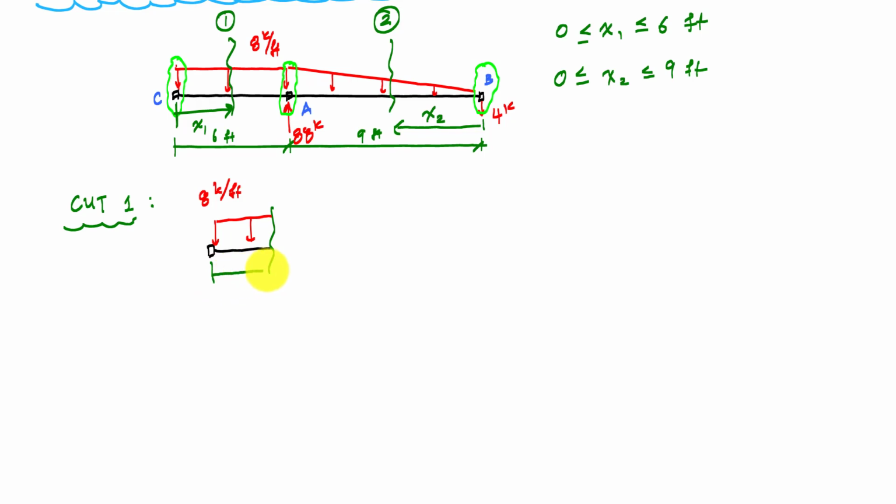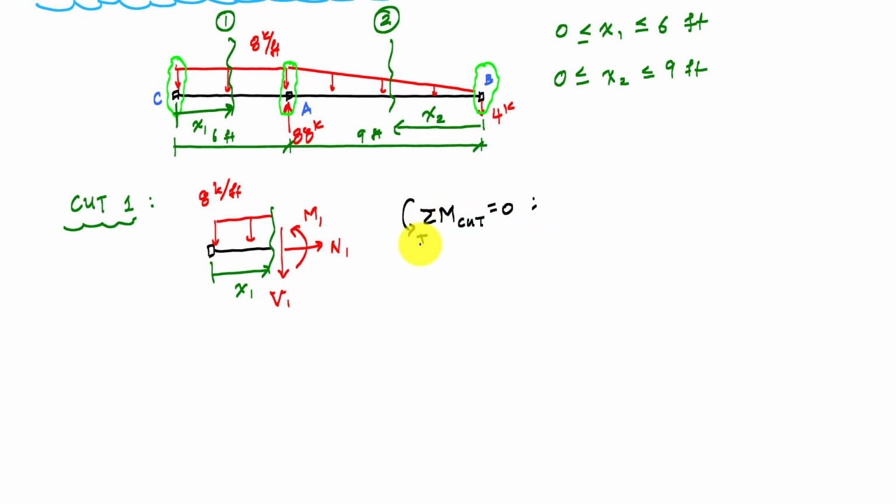And here, this is x1. And here I could have a normal N1, a shear V1, and a moment M1. Now I could determine all 3 functions using the equilibrium equations, but what I really just need is the moment function. So to get the moment function, I could just sum the moments about the cut.